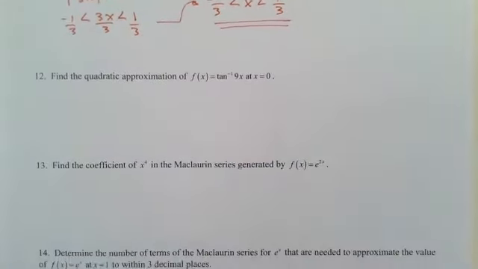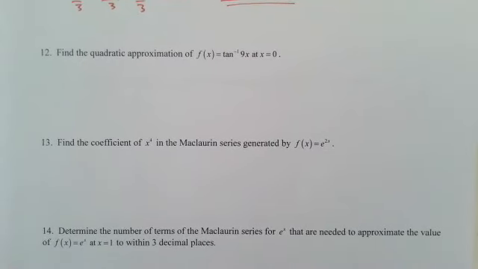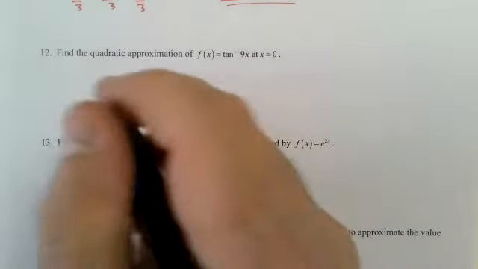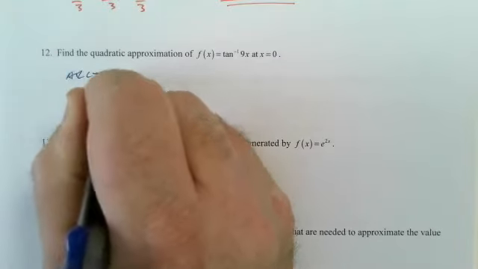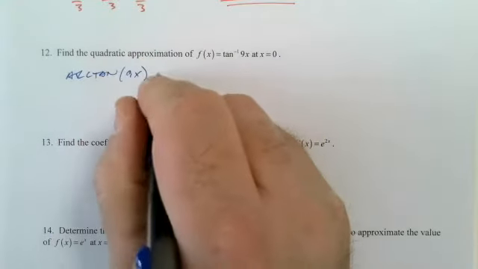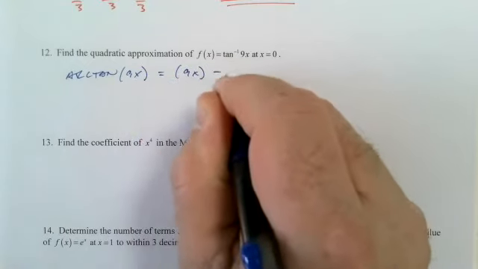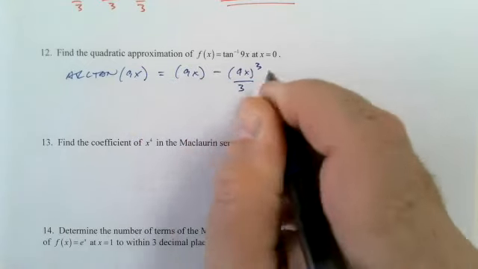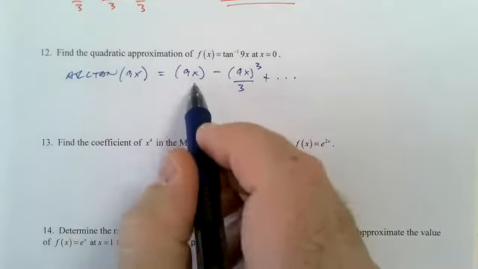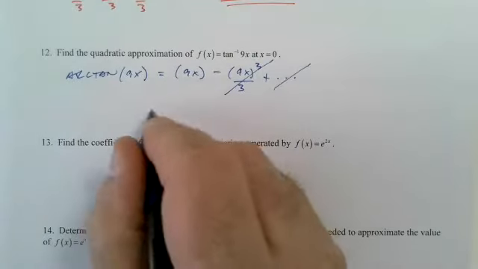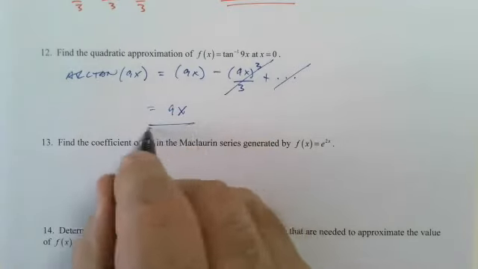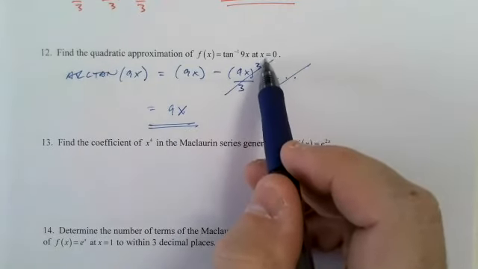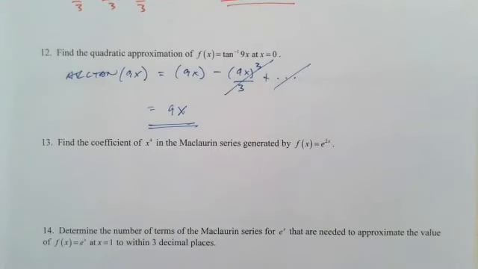Find the quadratic. So important to RTFQ these problems. Arctangent of 9x would be 9x minus 9x to the 3rd over 3 plus... wait a minute, quadratic. It's just 9x. You might say, well, I only plug in 0. No, it means it's centered at 0. It doesn't mean plug in 0. That's confusing, yeah, I know.